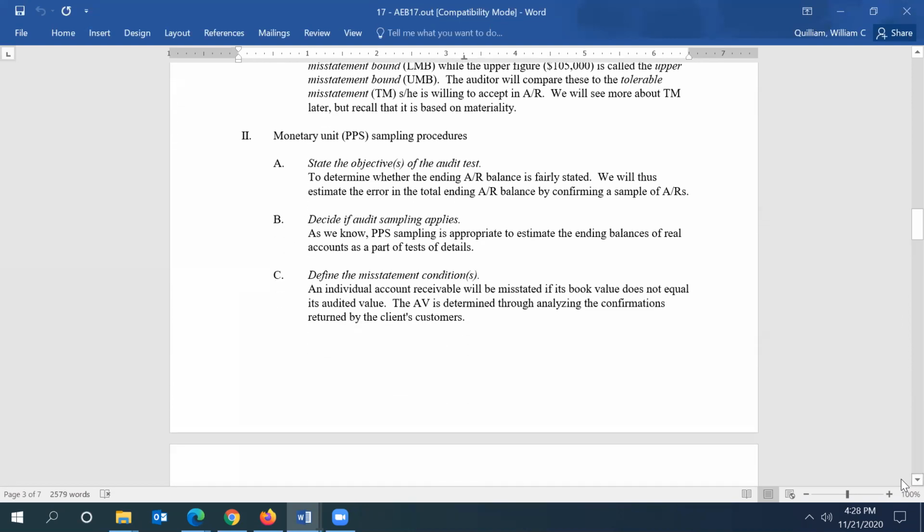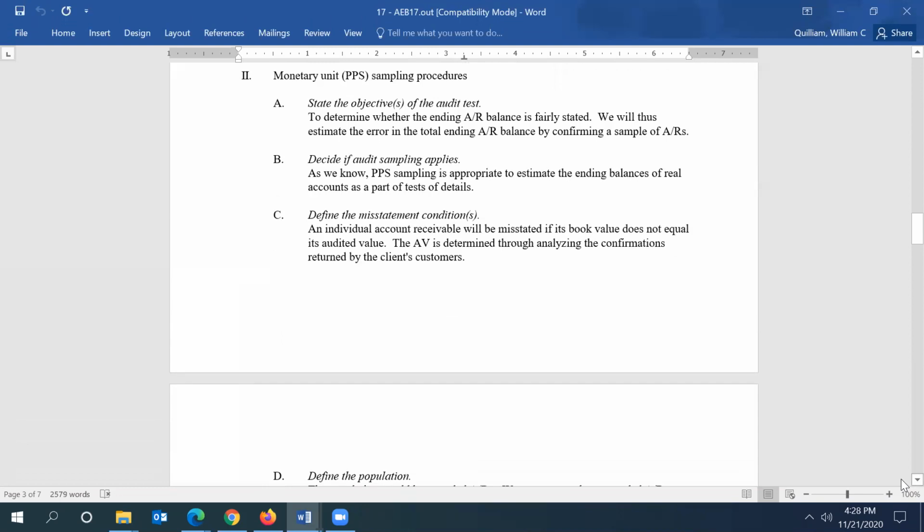Okay, so with that background information, let's put it to work and look at some examples here. Let's look at an example of monetary unit sampling, sometimes known as PPS or probability proportional to size sampling procedures. Here's where it gets its name. We will be sampling not individual accounts receivable. Instead, we're going to be sampling individual dollars in the accounts receivable balance.